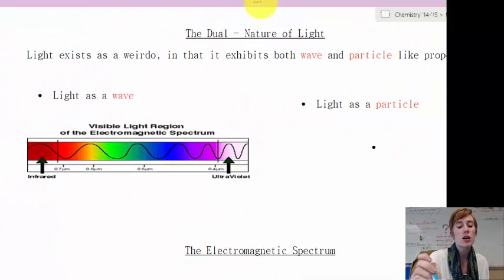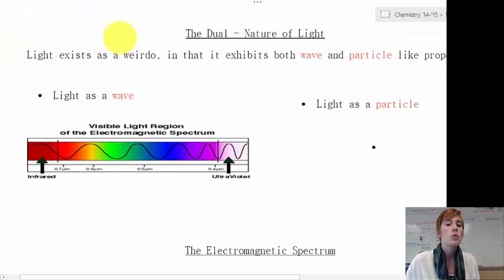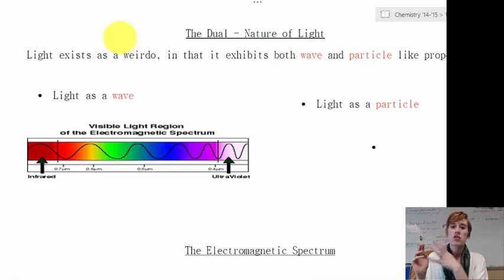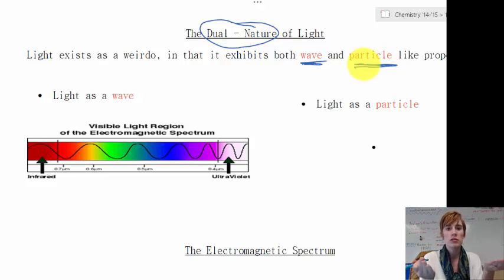Okay, next we're going to talk about the nature of light. So light is weird. Okay, it doesn't exist just as a wave, and it doesn't exist just as a particle. It actually has properties of waves, and it has properties like matter, like particles. So we call that the dual nature of light. If I ever ask you a question on a test or a quiz, like explain the dual nature of light, you would just say that light has properties of a wave and has properties of a particle. That's why it's called dual, okay, because it's kind of got its foot in both campgrounds.